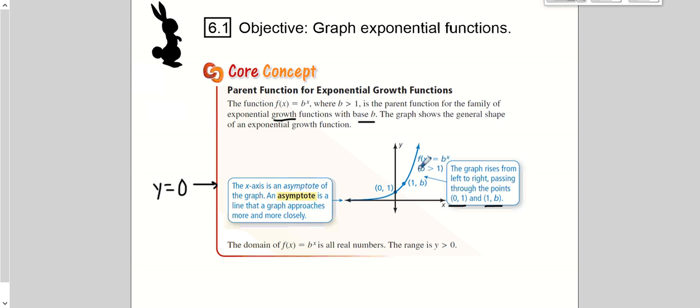So if we have a graph of an exponential growth function and we're trying to figure out the equation, this 1, b point will be very valuable. When x is 1, whatever y is tells us the base value of our exponential growth function. Notice the domain and range. The domain is all real numbers. We can use all of the x's, and the range, y must be greater than 0.